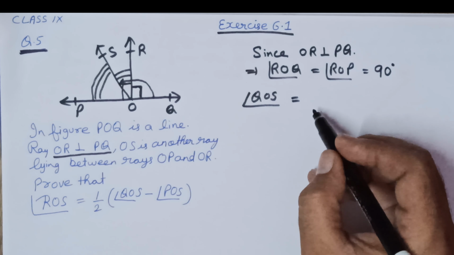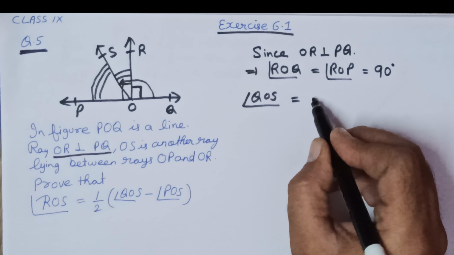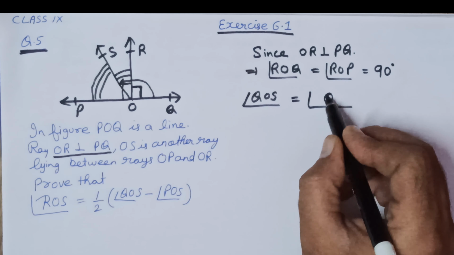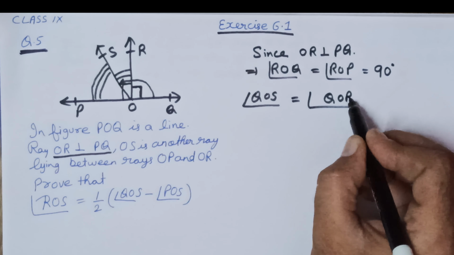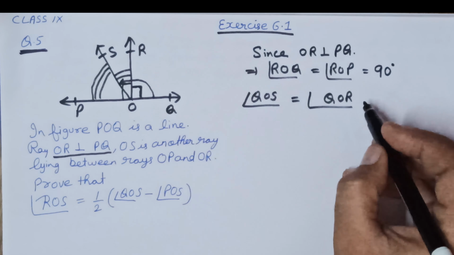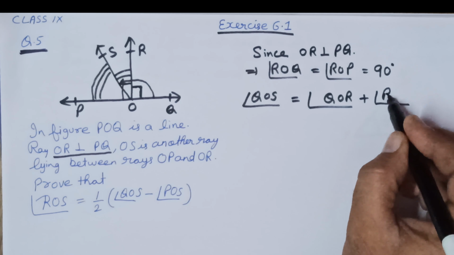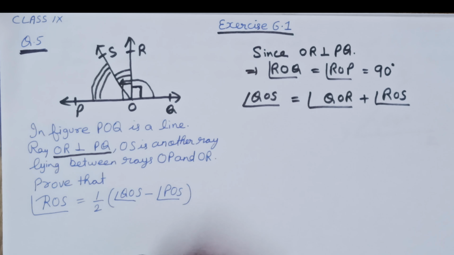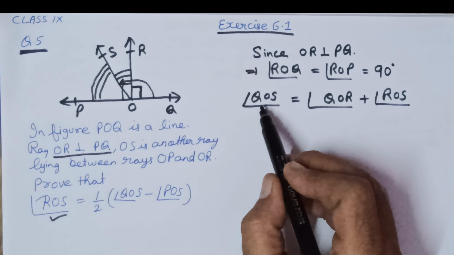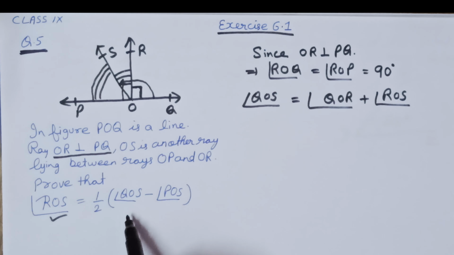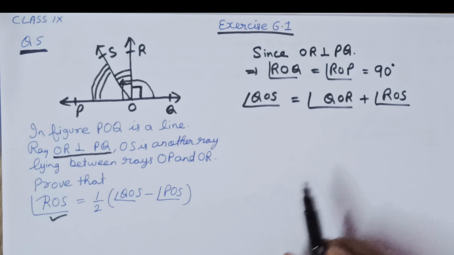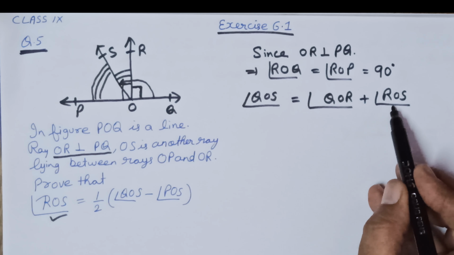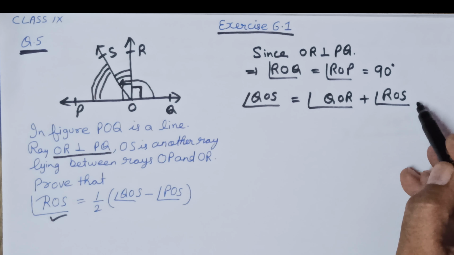QOS, it is nothing but angle QOR plus ROS. Keep in mind, we are to find ROS, so we will connect both angles, QOS and POS, in form of ROS. So this is written.